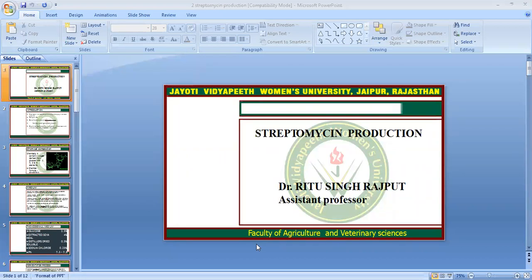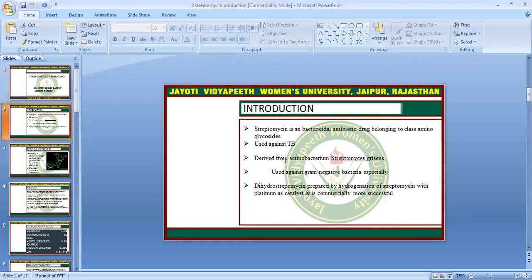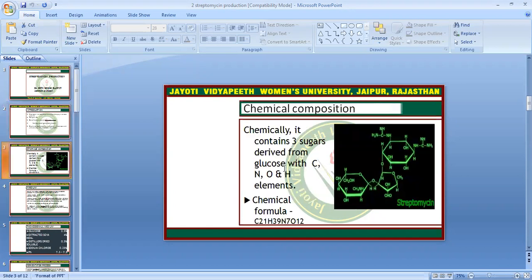Today we are discussing how to do production of streptomycin. Introduction. Streptomycin, a bacterial antibiotic drug used in TB. Streptomyces griseus is used as the microorganism in production. This is the chemical composition of streptomycin.